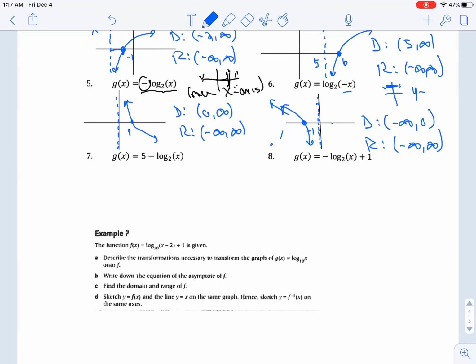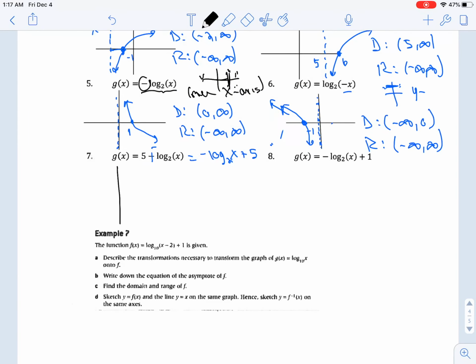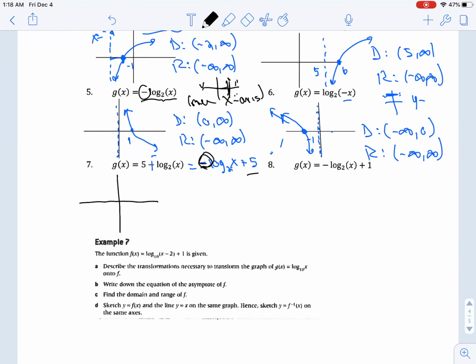All right, the next one, if you'll notice, has two different things going on. So you might think of this as plus and negative. This is the same as negative log base 2 of x plus 5. Remember that when you have two verticals, you have to do the reflection first and then the shift. So this would be a reflection over the x-axis, and we actually have already done that. That's back here in number 5, isn't it? What you see here, negative log base 2 of x, is this. So you can just say, okay, this is where I am right now in problem 5. Now I'm going to move this up 5 units.